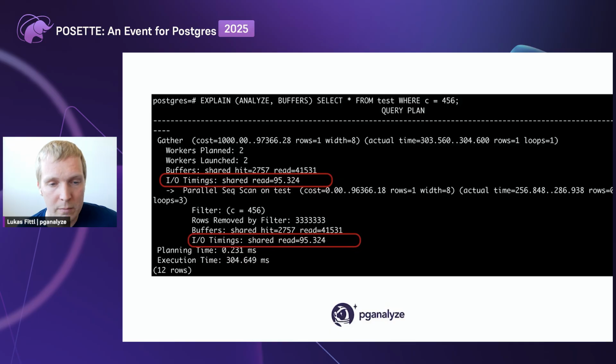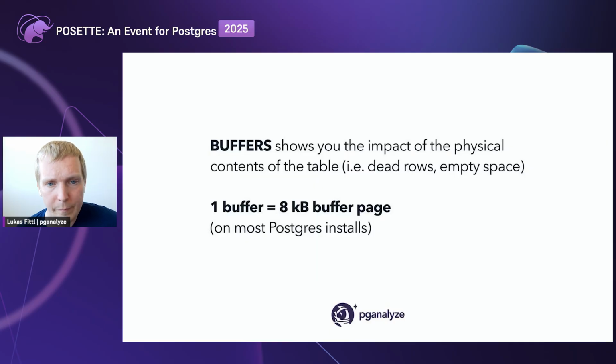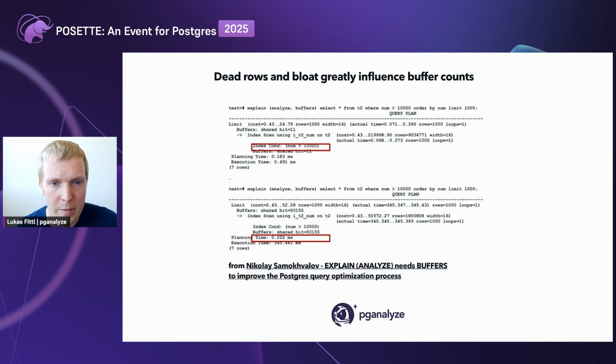So it's really important information for debugging. Now, when we see buffers, what we mean with a buffer is an 8 kilobyte buffer page. Basically, the internal storage of Postgres is structured this way. So each time you load data, even if you load just a single row, you'll have to load a full 8 kilobytes of buffer page from the disk or from the memory. Now, the number of how many rows you have per page is greatly influenced by table bloat.